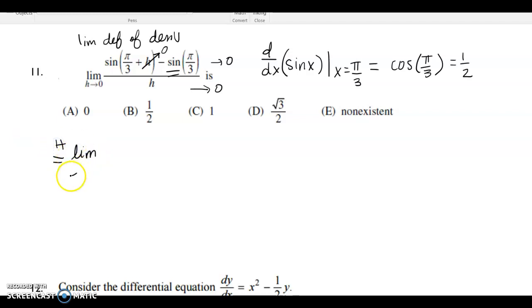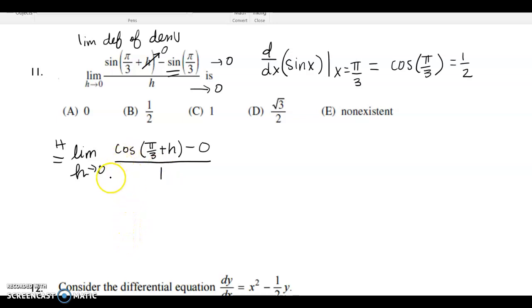But I have to say when people use L'Hopital's rule, a lot of times they make a mistake. And so this sine of pi over 3 plus h, well, the derivative of that is cosine of pi over 3 plus h. I would multiply by the derivative of the inside, but that's just 1, because the derivative of h is 1. But then the derivative of minus sine of pi over 3 is 0, because sine of pi over 3 is just a constant. It's radical 3 over 2. Even if you forget what it is, you've got to remember that it's a constant. The derivative of the denominator, h, is just 1.